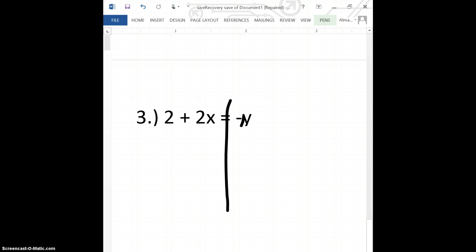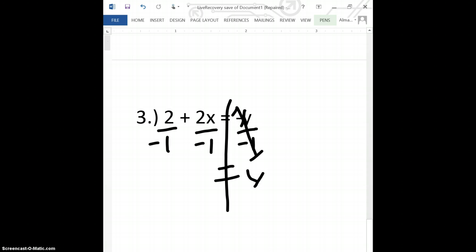There's an invisible one in front of the y. So that means I'm multiplying the y by negative 1. The opposite of multiplying by negative 1 is to divide by negative 1. So I'm going to divide everything by negative 1. Negative 1 divided by negative 1 is 1. Anything divided by itself is always 1, so that's 1y, or just y.